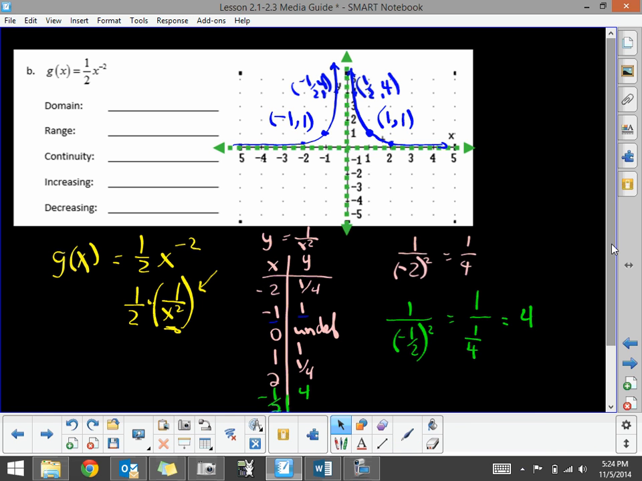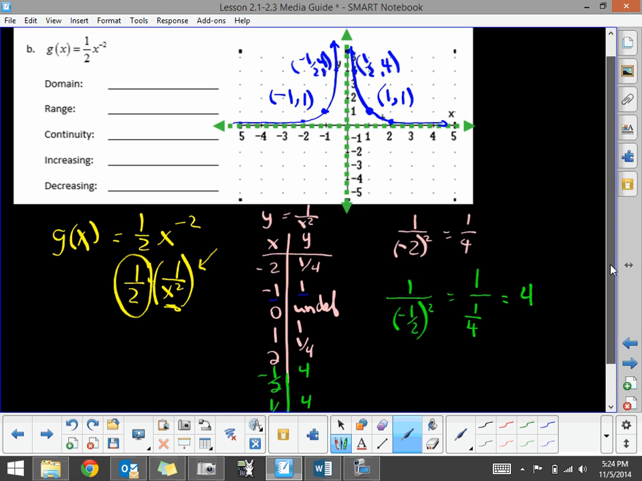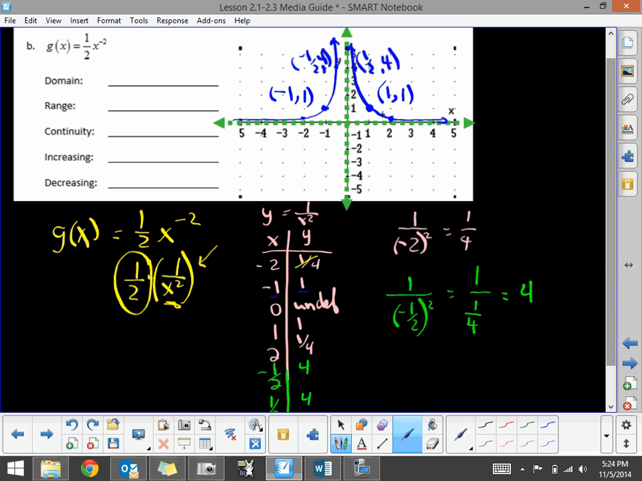So what we have to do to our control points is multiply them times 1/2, which is a vertical shrink. Since it's a vertical shrink, all of our y values get 1/2 of it. So take 1/2 of a fourth, it's an 1/8. 1/2 of 1 is a 1/2. Can't do the undefined. 1/2 of 1 is a 1/2. 1/2 of 4 again is an 1/8.